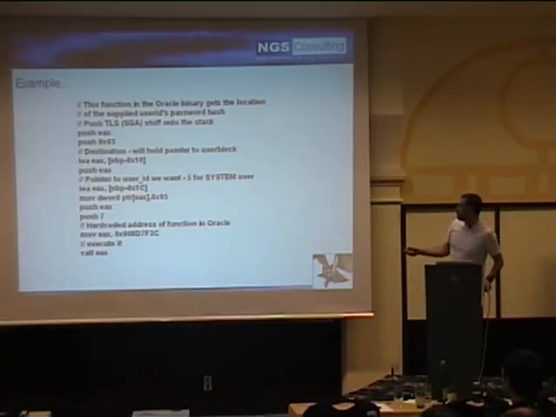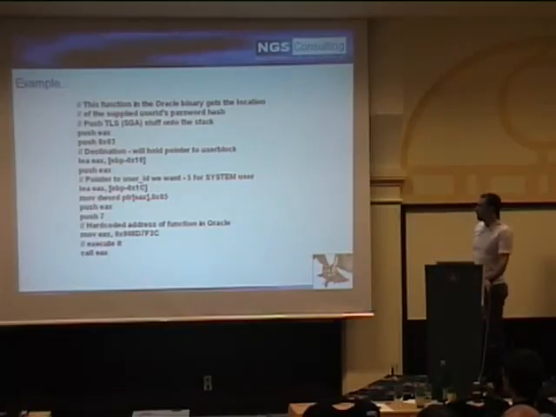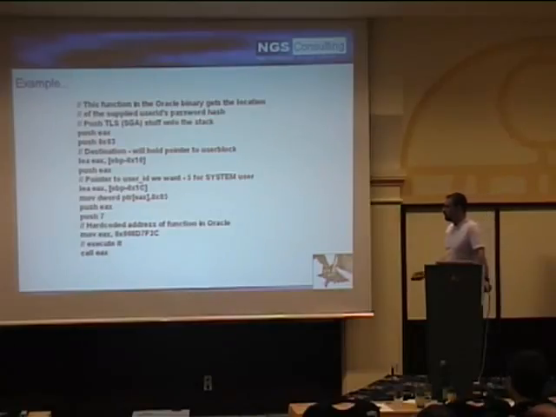Here, the user we're interested in is 5, for the system user. So we load into EAX the effective address of the base pointer plus 0x1C, and then we write 5 to that value, push EAX, push 7, move into EAX the address of the function we want to call, that's actually in the Oracle executable itself, and then we call it. Now, I got this address by disassembling the authentication procedures and looking at what it did, and thought, well, wait a minute, we can hook into that and manipulate the password hashes.